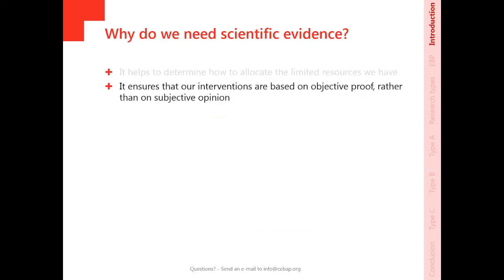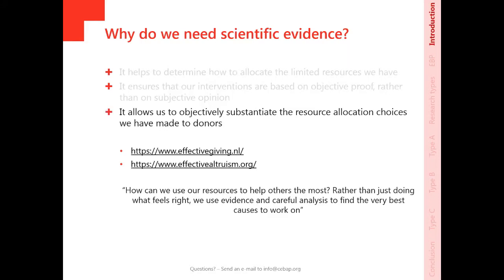Second, scientific evidence ensures that our interventions are based on objective proof rather than on subjective opinion. As I demonstrated before, subjectivity could lead to choosing the wrong intervention, the less effective intervention. But by relying on scientific data, we could avoid such subjectivity and ensure that we are implementing the best, most effective intervention possible.